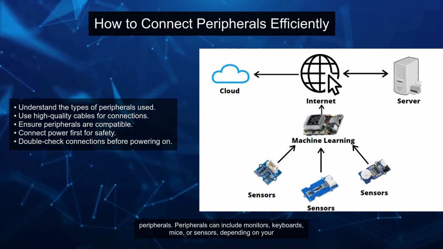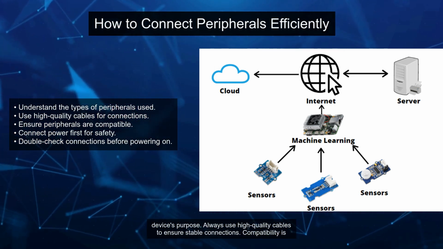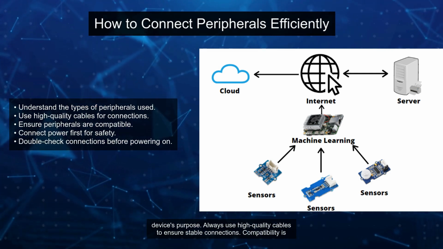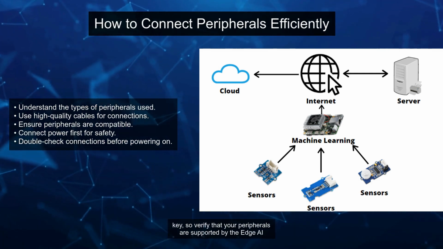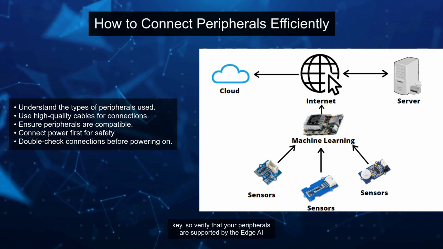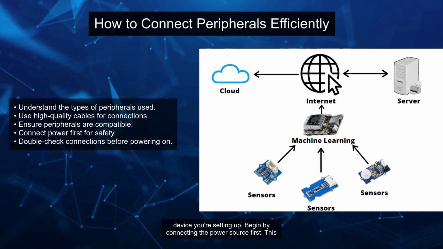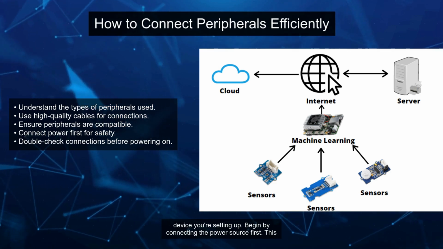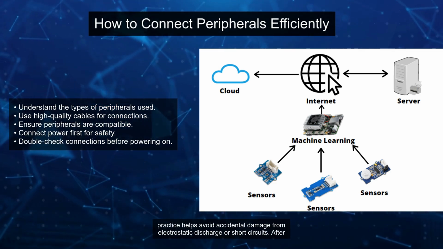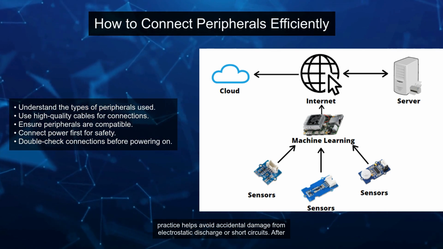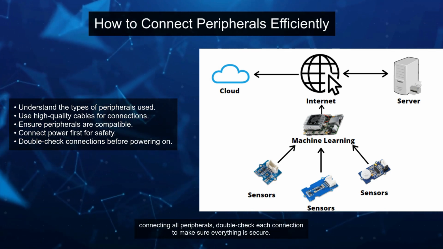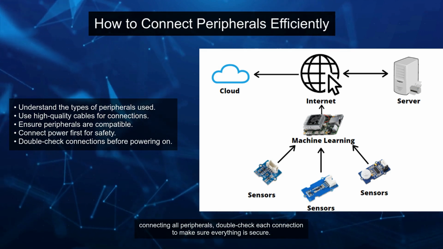Peripherals can include monitors, keyboards, mice, or sensors, depending on your device's purpose. Always use high-quality cables to ensure stable connections. Compatibility is key, so verify that your peripherals are supported by the Edge AI device you're setting up. Begin by connecting the power source first. This practice helps avoid accidental damage from electrostatic discharge or short circuits.